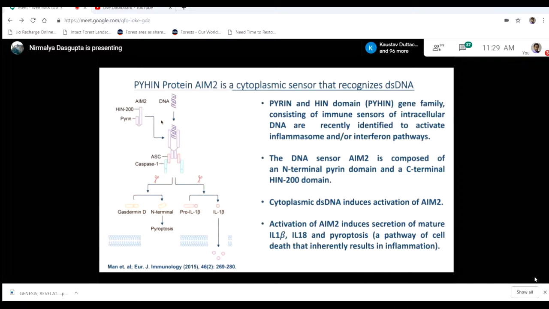One of these is the pyrin protein family, and one of the pyrin proteins is AIM2, and AIM2 recognizes cytoplasmic DNA and activates immune signaling, which is like IL-1 beta. And if AIM2 signaling is severe, then it can also cause cell death, which is called pyroptosis, a pathway of cell death that inherently results in inflammation. So AIM2 induces secretion of mature IL-1 beta and IL-18. It is happening in non-bat mammals.